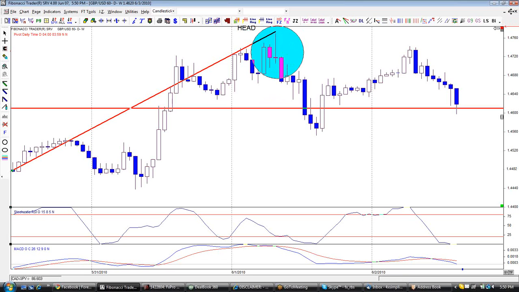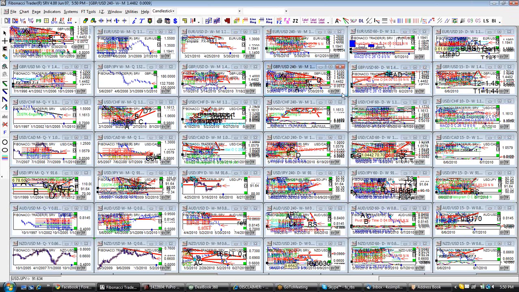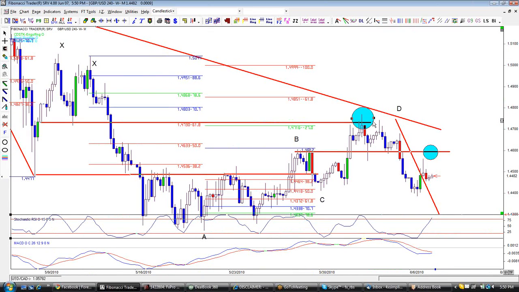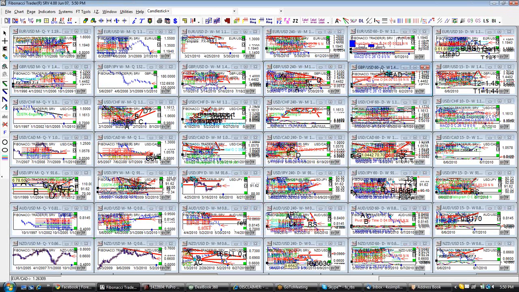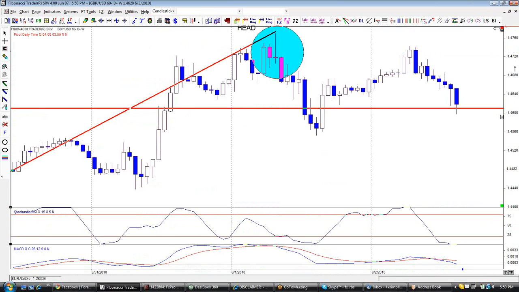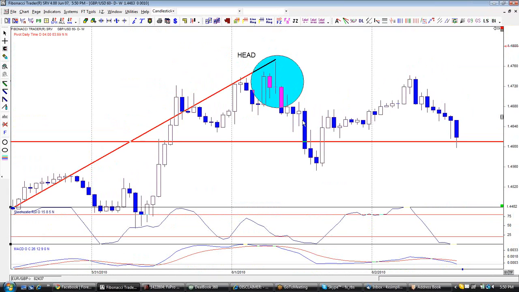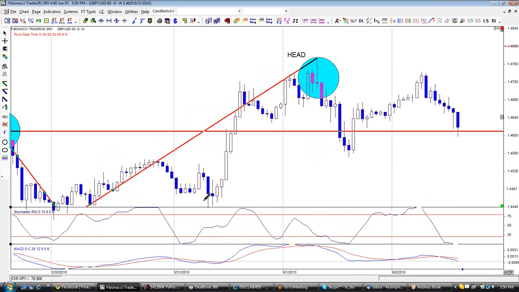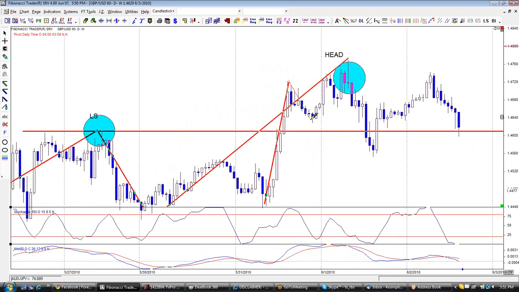This high is here, this high. Now, what do we see? We see a couple of things. First, we used to be making higher lows and higher highs.